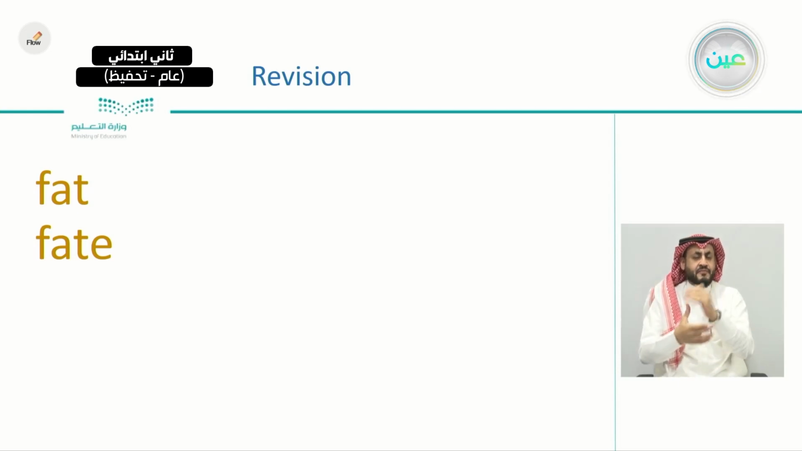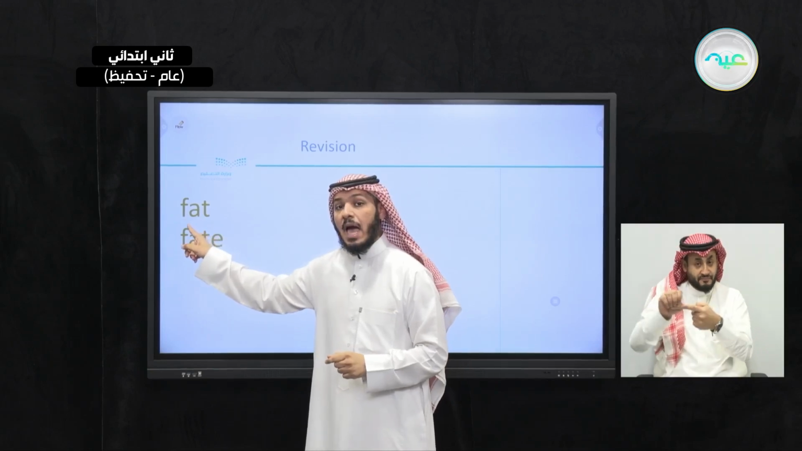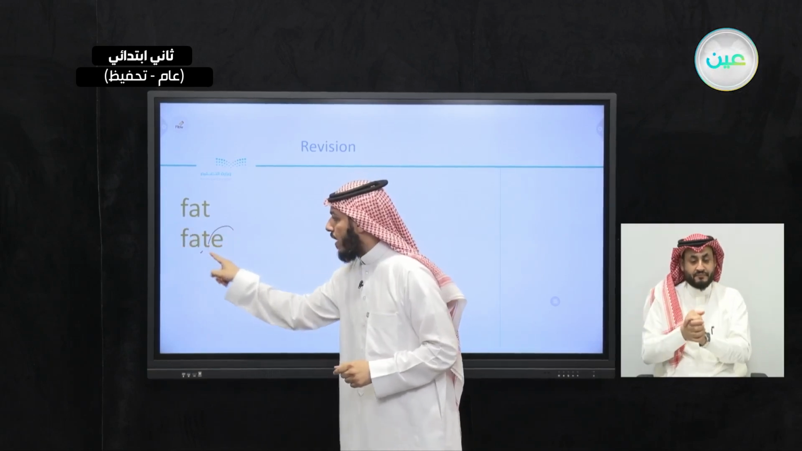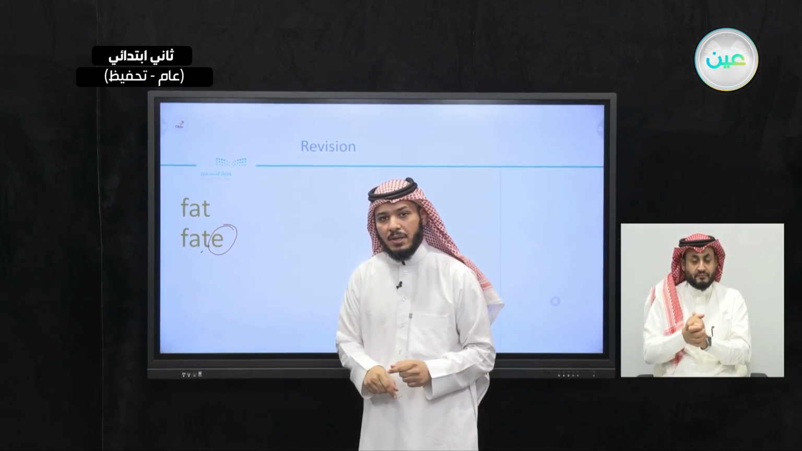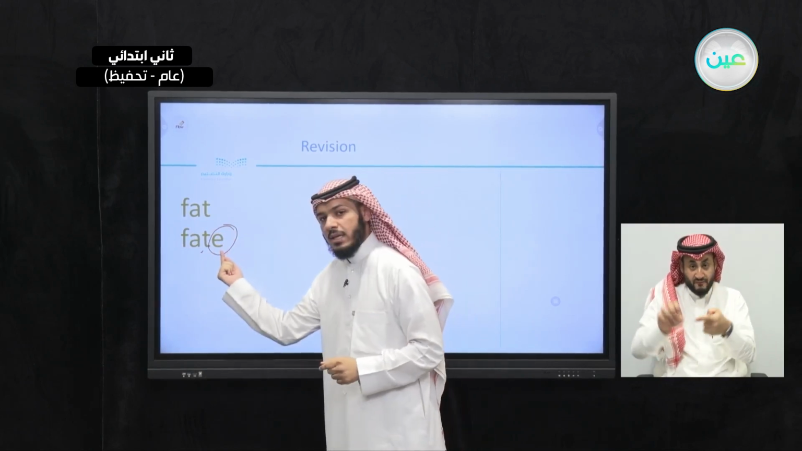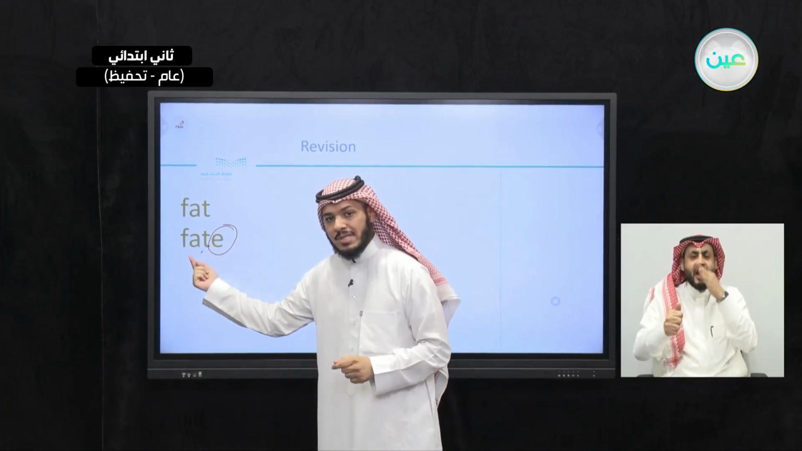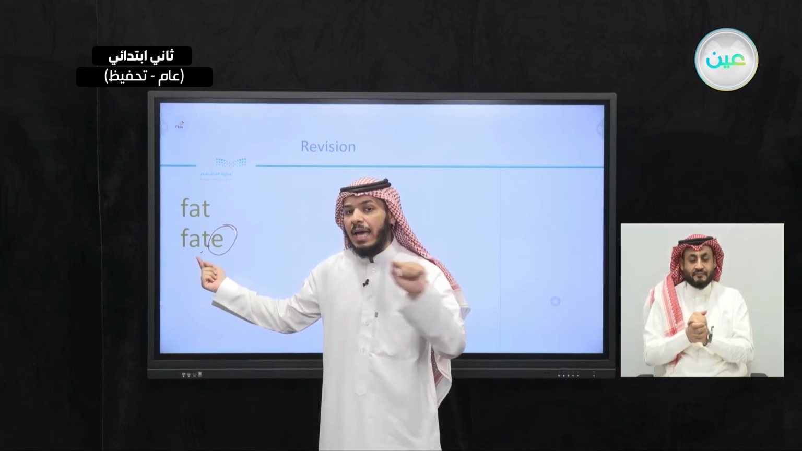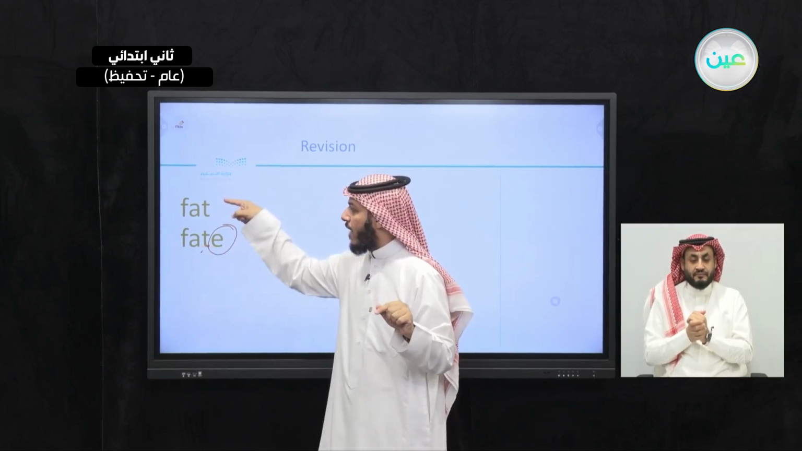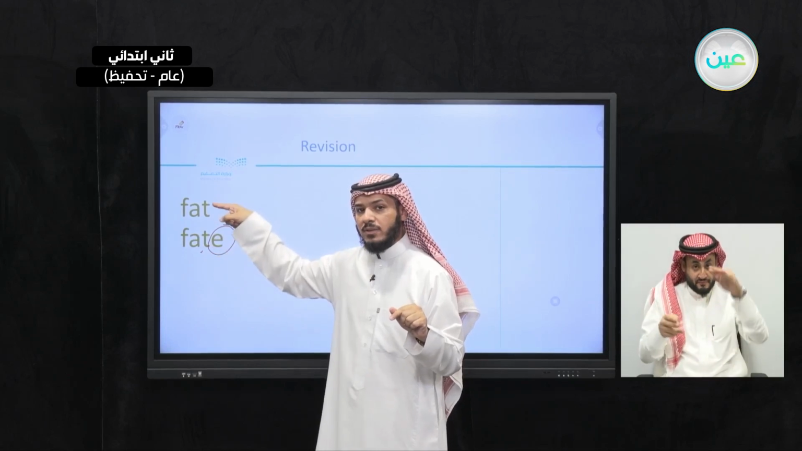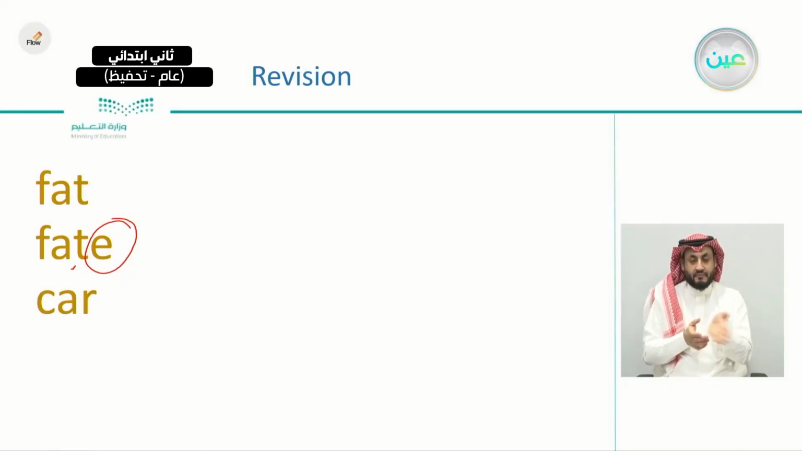Fate. Okay. Why is here A, and here as A? Because we have the letter E here. Okay. If we have E, then we will pronounce it as A, not A. So fate, fat. Fate, fat. Okay. What about this word?